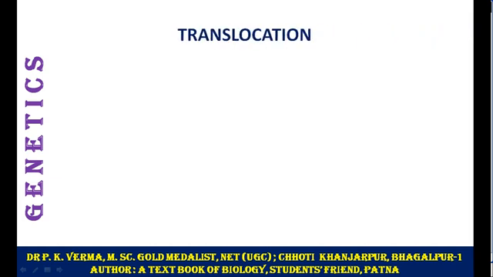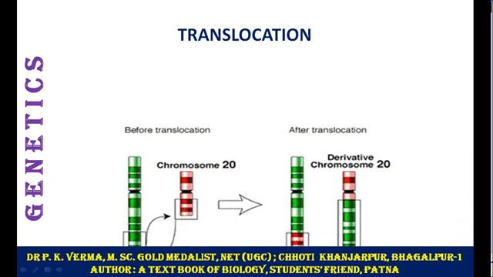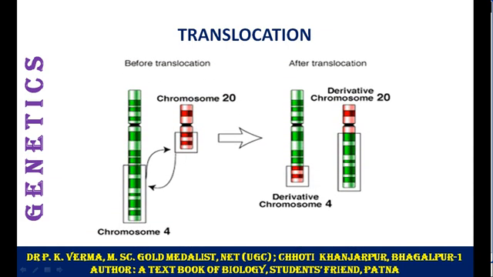Now this is a translocation. What happens? A part of chromosome number 4 becomes attached to chromosome number 20, and a part of chromosome number 20 becomes attached to chromosome number 4. See the structure. This is called translocation.